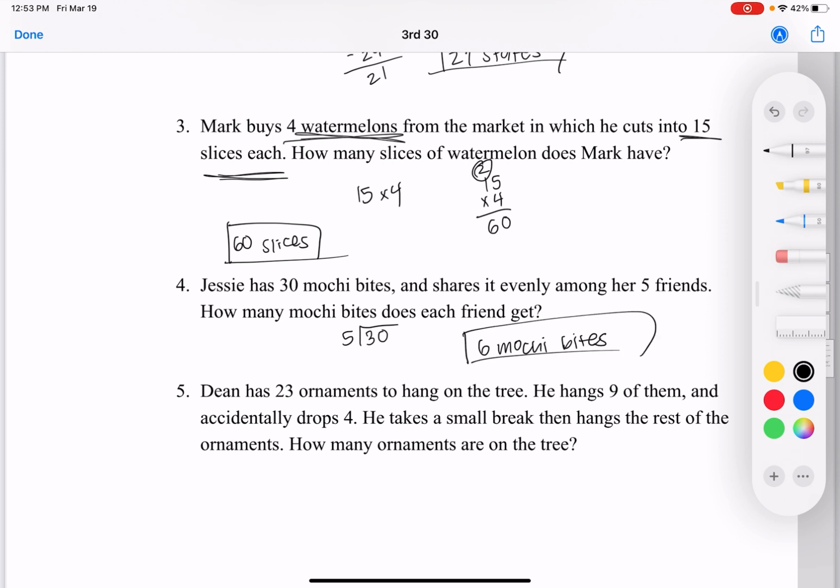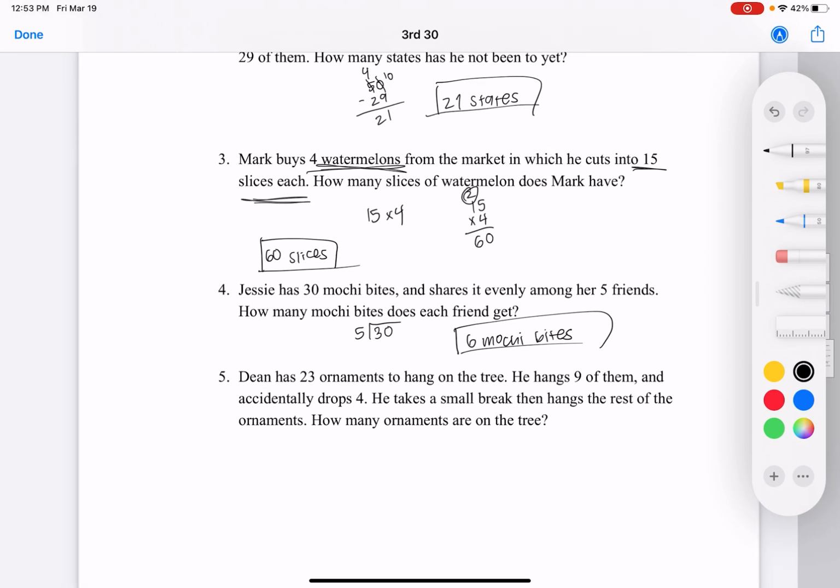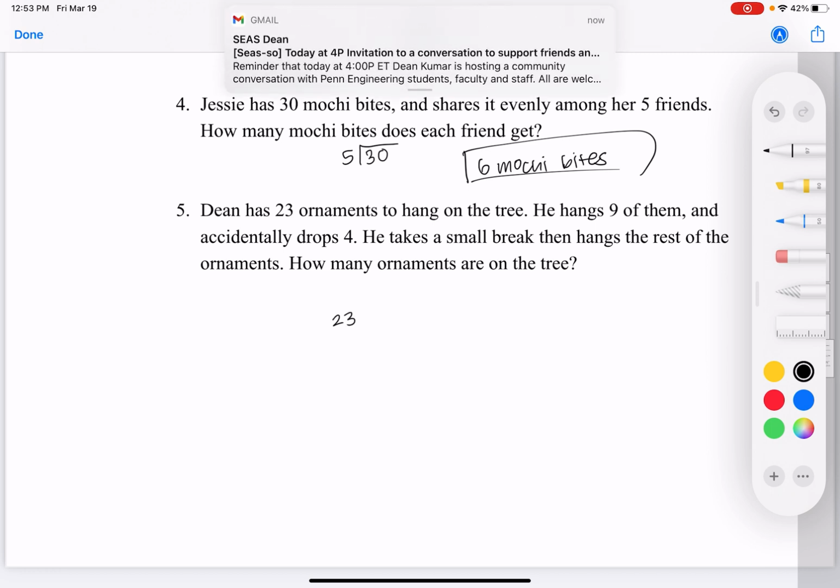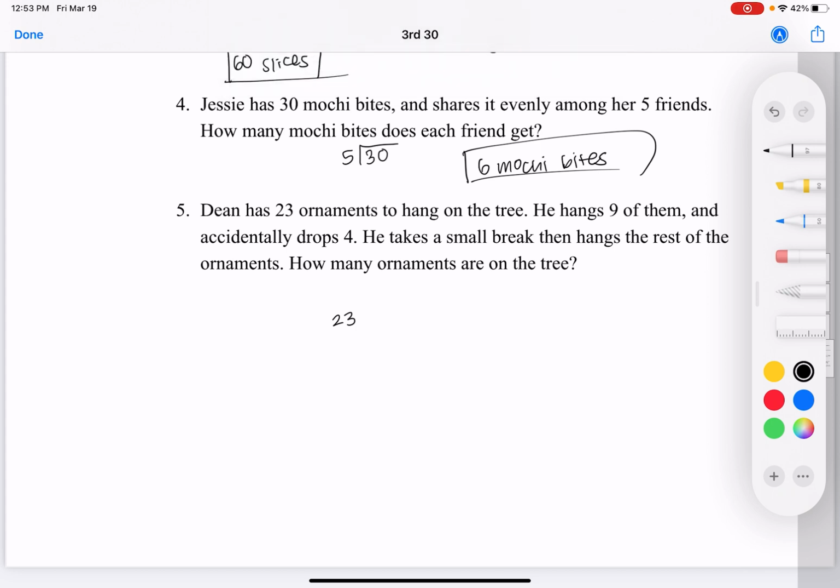Okay. Box it. Dean has 23 ornaments to hang on the tree. He hangs 9 of them and accidentally drops 4. He takes a small break, then hangs the rest of the ornaments. How many ornaments are on the tree? So there's 23. He hangs 9 of them. So this is actually very irrelevant to the question. We only need to know this.